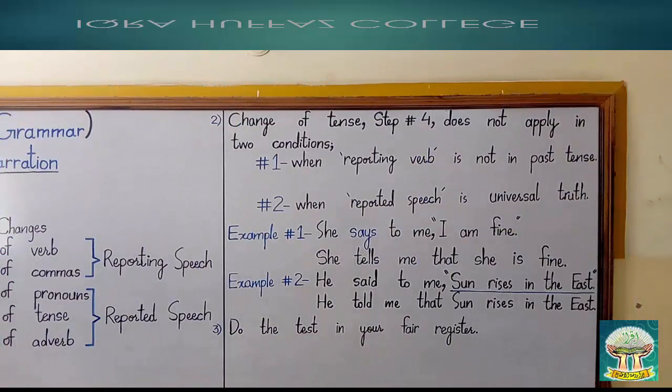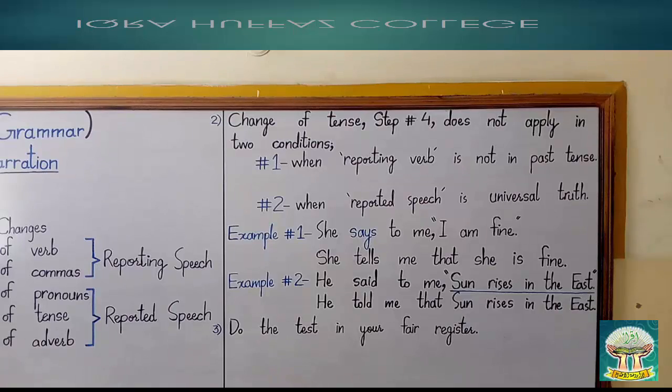Let's go through instruction number 2. Change of tense, which is step number 4, does not apply in 2 conditions. To make it simple for you to understand, whenever we change a sentence from direct to indirect, we also change the tense of that sentence. But in 2 conditions, you will not change the tense. Otherwise, you will apply all the other 4 changes but not change number 4.